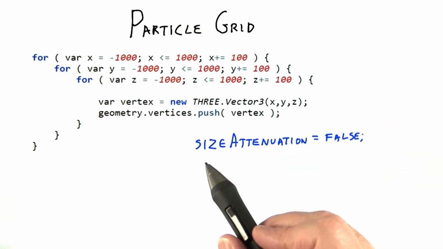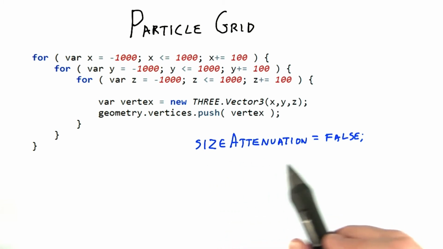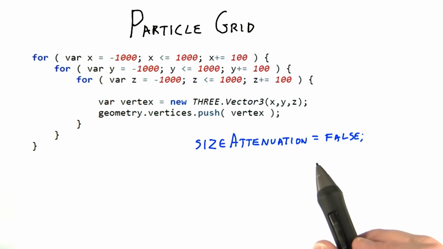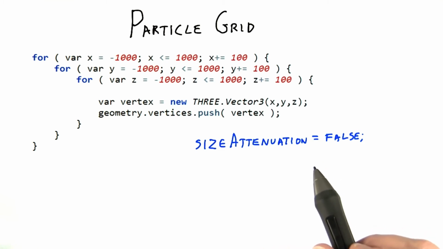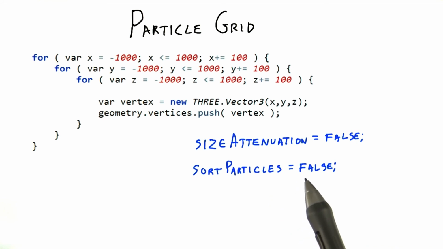I encourage you to modify various parameters in this particle system and see the effects. If you set size attenuation to false, the particles will have a size of 35 units in the world itself instead of 35 pixels. If you turn off sort particles, you'll see rendering errors as the particles are drawn in the wrong order from various view directions. Try removing the sprite texture entirely to see how that looks.